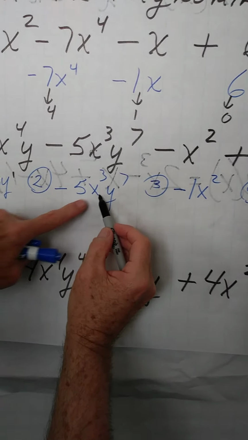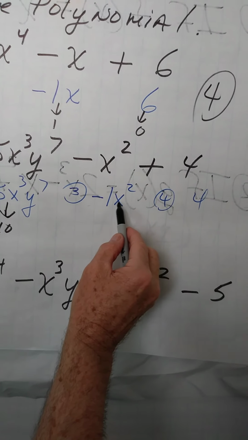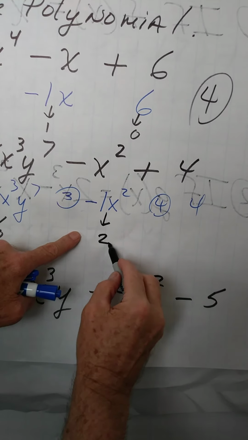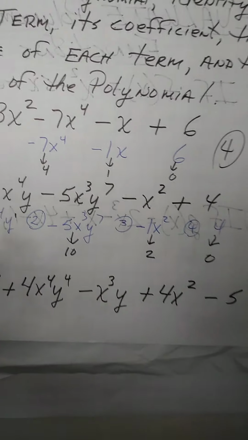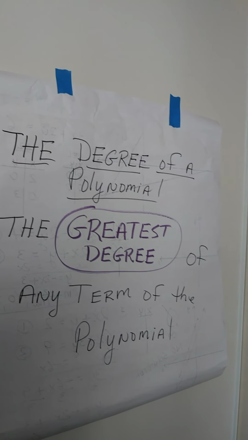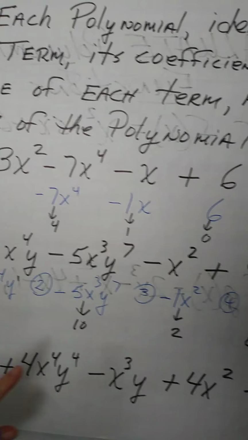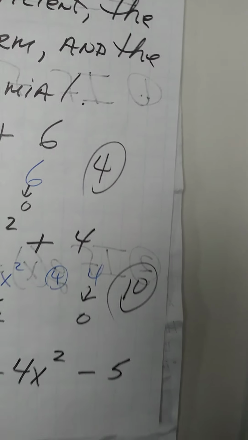Let's go to the degree of the second term. 3 plus 7, 10. The degree of the third term, there's only one letter. Therefore, whatever its exponent is, that's its degree, 2. This one, no letters, degree of 0. Degree now of the polynomial. Greatest degree. There are 4 individual degrees here. We want the greatest, 10. That would be the degree of that polynomial.